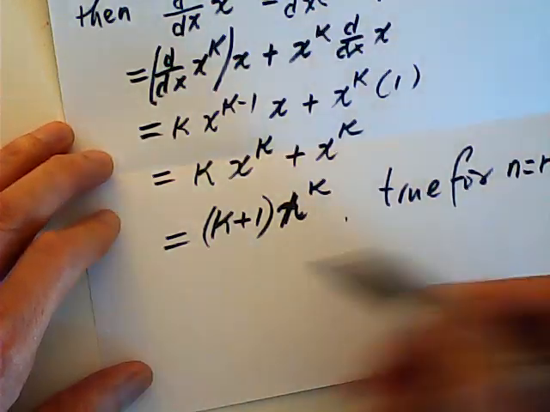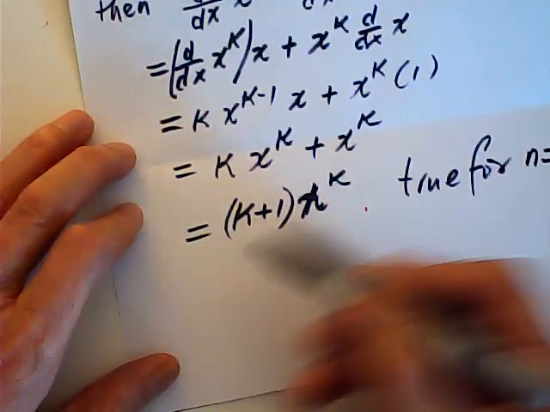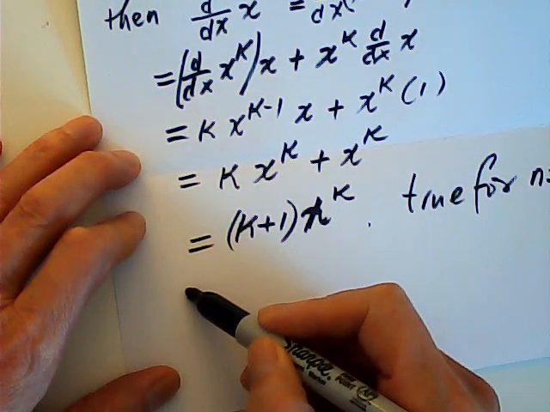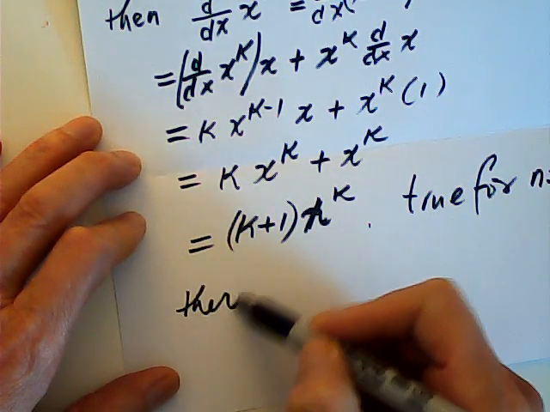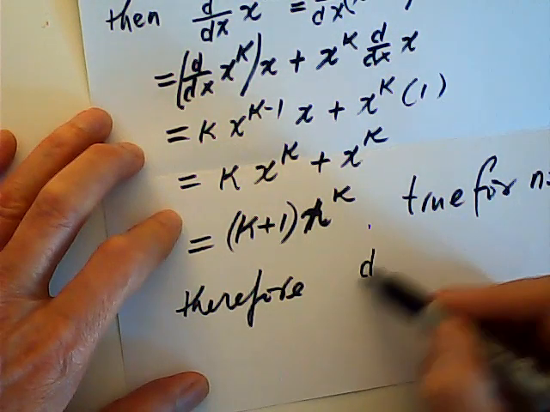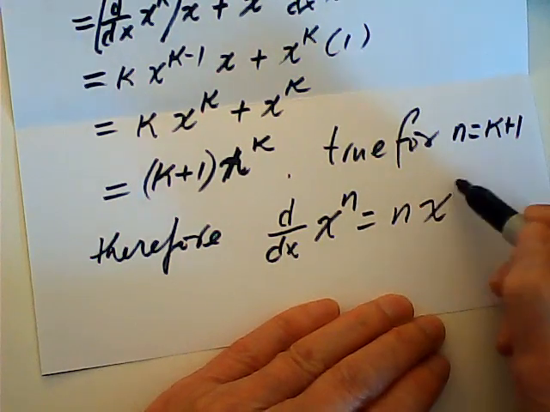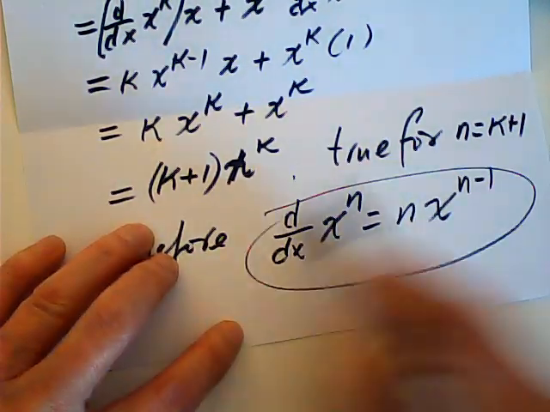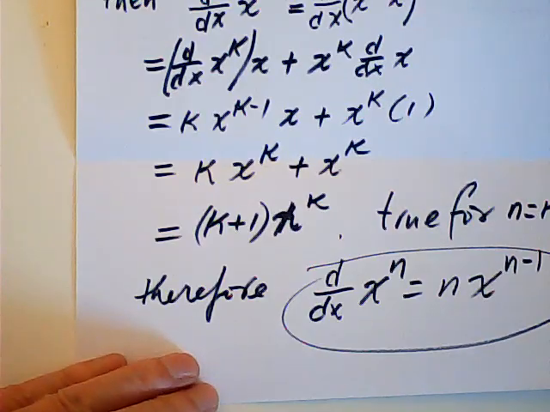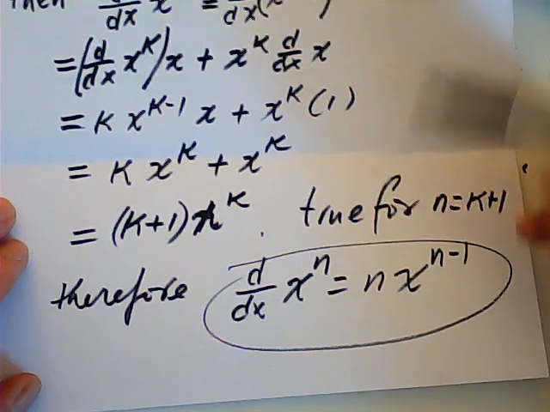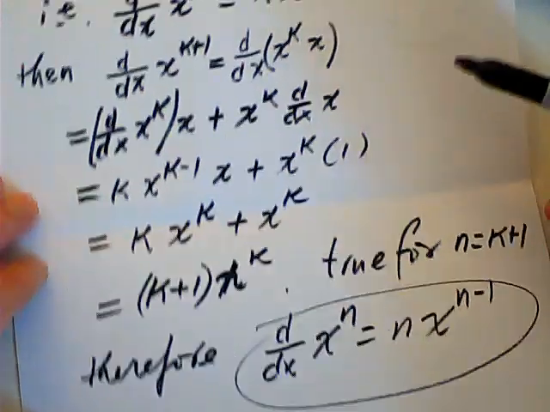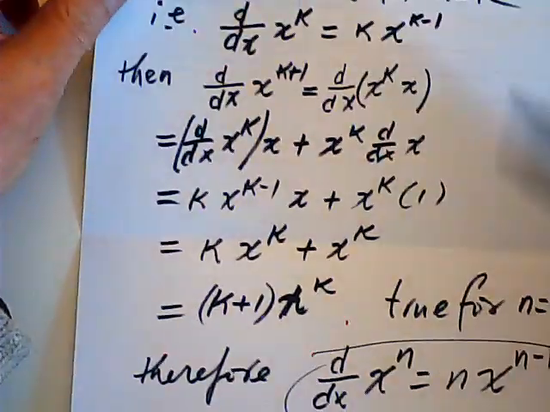Therefore, we proved that the derivative of x to the power of n is equal to n times x to the power of n minus 1. So that is what we proved. That is the power rule when n is a positive integer, which is true by using mathematical induction.